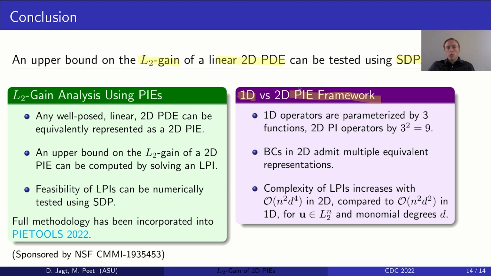So in general, this framework is very similar between the 1D and 2D case. The main challenges are with the boundary conditions, as well as the computational complexity of the LPIs, which increases with the monomial degrees to the power of 4 in 2D, whereas it increases with the monomial degrees squared in 1D. So that's a challenge we've yet to work on.